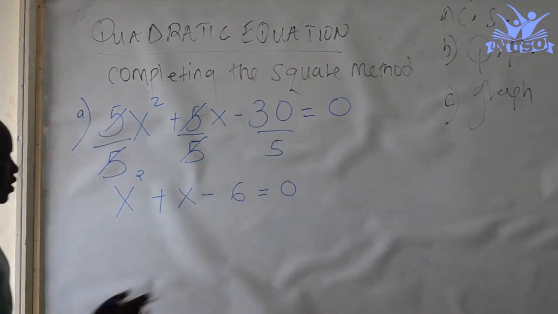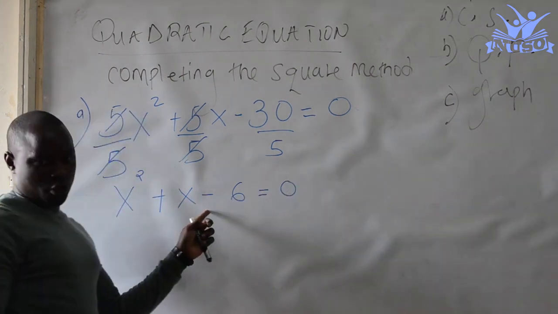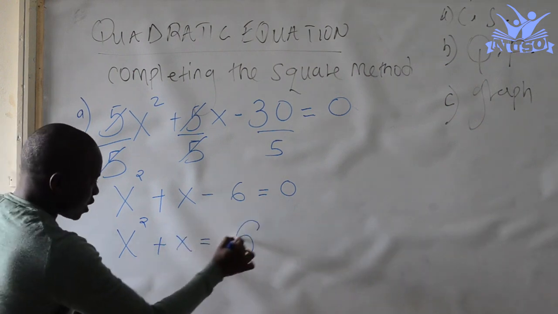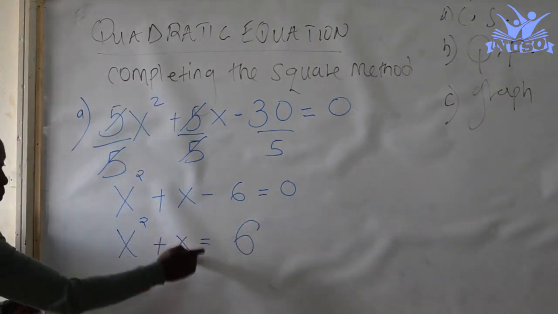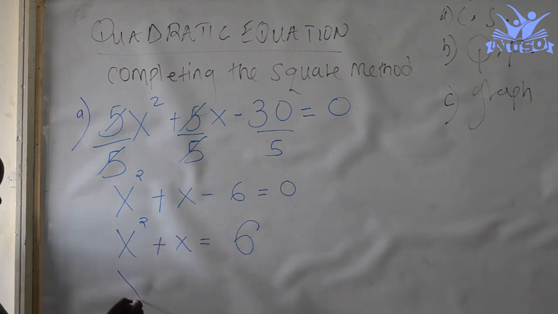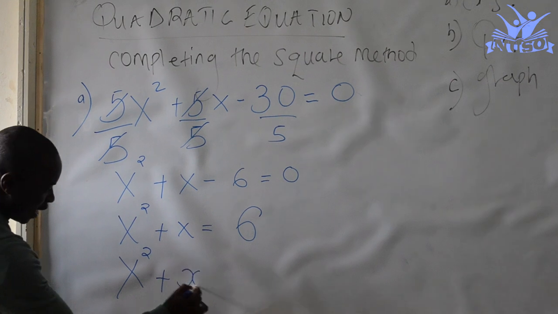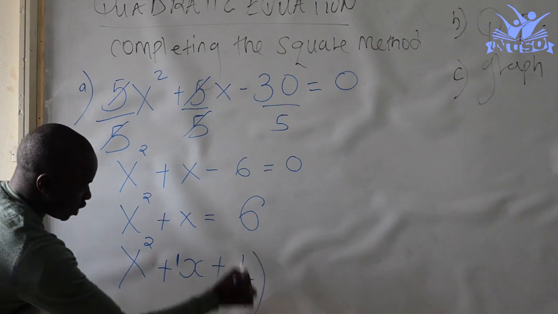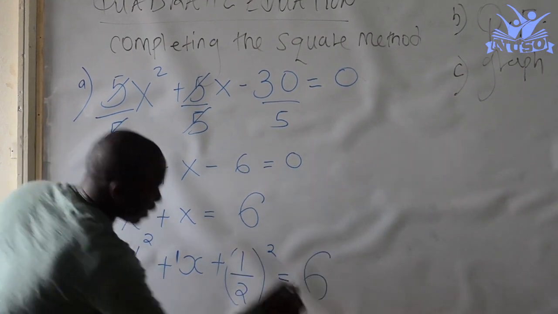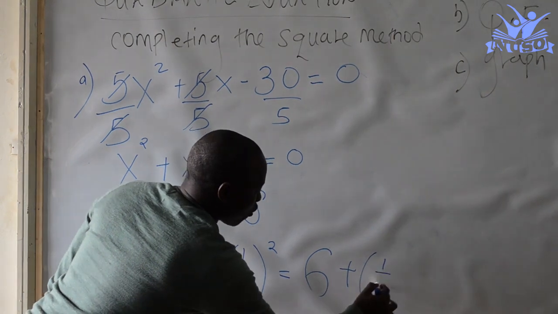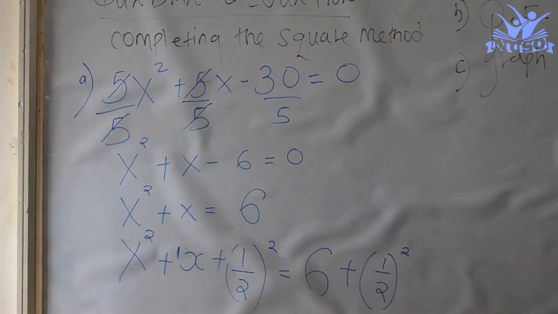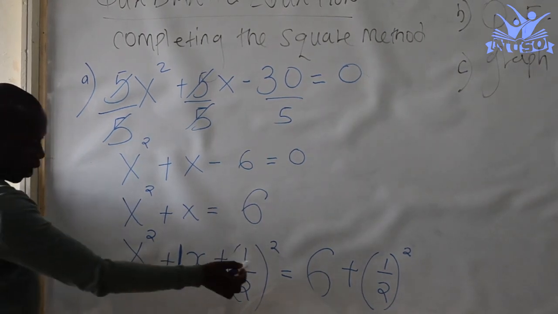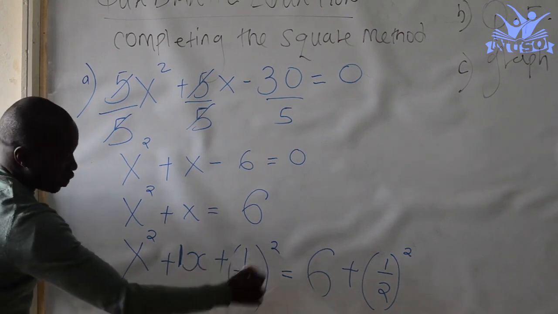The next thing you do is take the 6 to the other side. So you'll have x squared plus x is equal to 6. Then of course you complete your square. How do you complete your square? You write x squared plus x plus 1 over 2, then you square, is equal to 6 plus 1 over 2, then you square. What you've done is, this is A, this is B. You take the coefficient of x, 1 over 1, then you divide by 2, then you square.